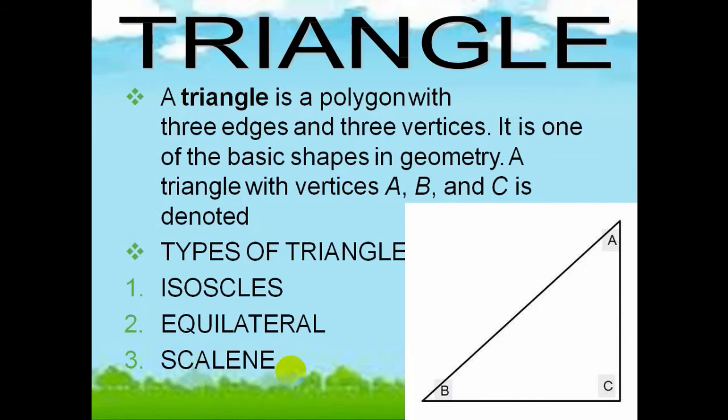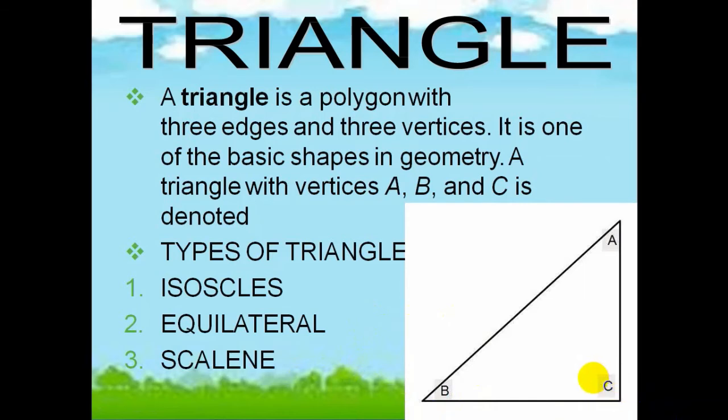And similarly, 3 other types with respect to angles: right angle triangle, obtuse angle triangle, and acute angle triangle. A right angle triangle is a triangle in which the measure of one angle is 90. So you see over here, this is a right angle triangle because the measurement of this angle C is 90. So this is a right angle triangle.